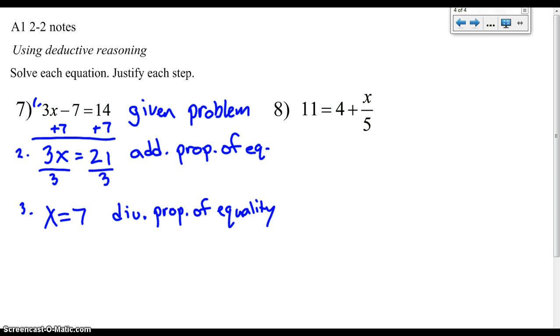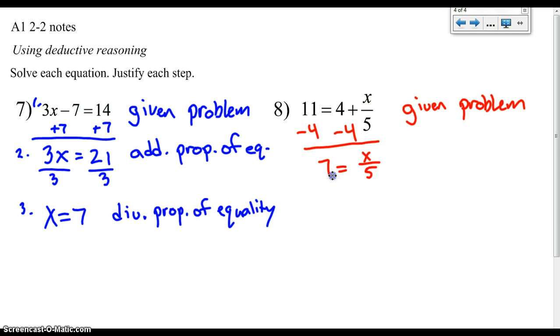All right, one more example. 11 equals 4 plus x over 5. As I mentioned before, we can just start by explaining that that's the given problem, and then we start doing our work. To get x by itself, I first need to subtract 4 from each side. And again, remember, you have to explain your logic on each step. So for this step, the reason I could get from the beginning problem to 7 equals x over 5 was the subtraction property of equality.